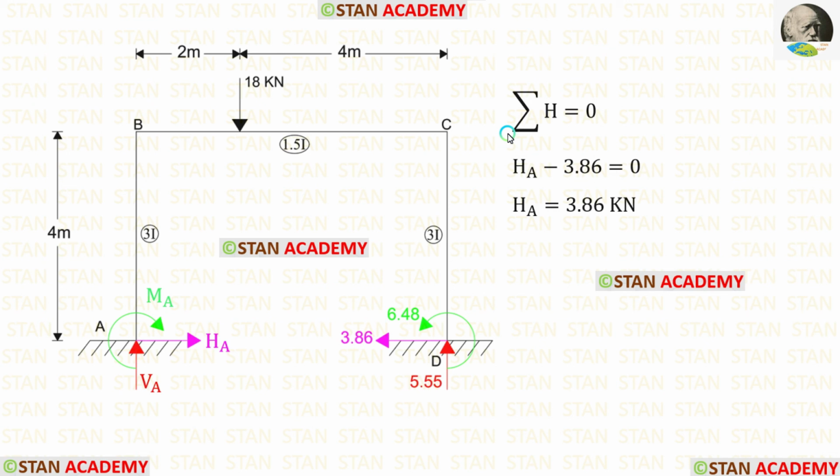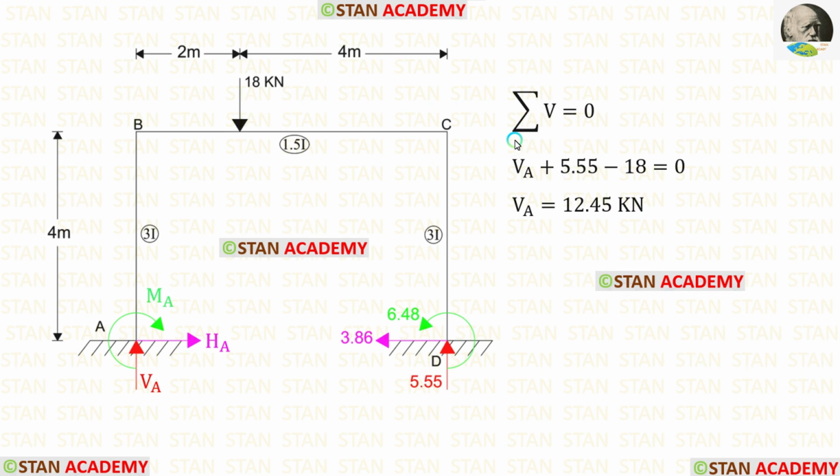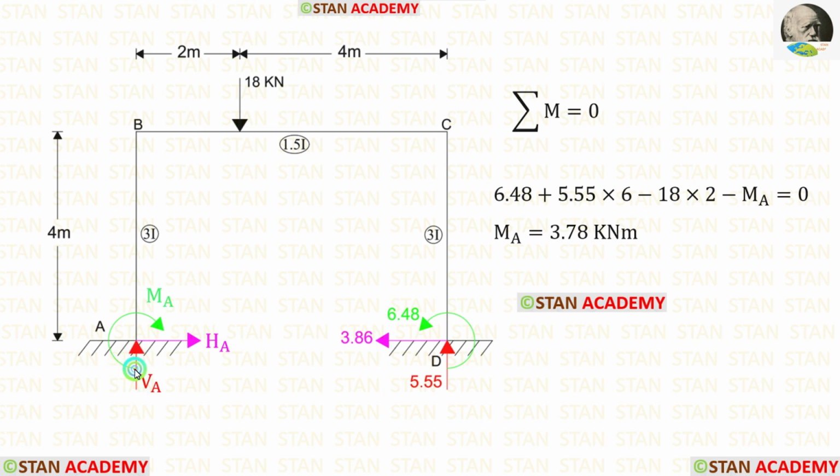Now let us apply the rule sigma h is equal to 0 and find out HA. Now let us apply the rule sigma v is equal to 0 and find out VA. Let us assume that MA is acting in the clockwise direction. Let us take moment about A and find out MA. Since we got a positive value, our assumption is correct. MA is acting in the clockwise direction.